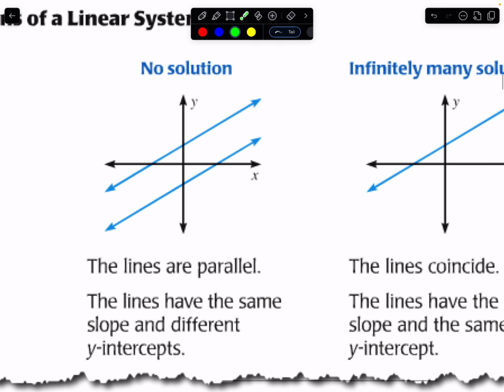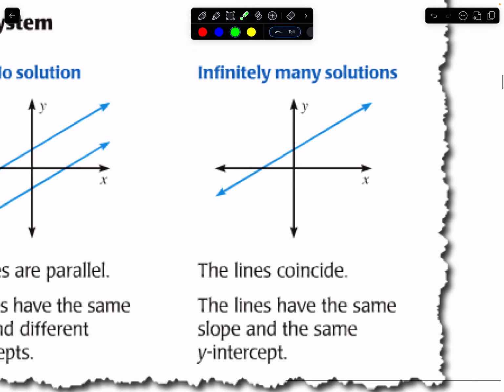But you just saw in the two examples above, some lines don't intersect at all. Since there's no point of intersection, there's no solution. And in this case, the lines are parallel, and that means they have the same slope. But I call them distinct parallel lines because they also have different y-intercepts. They're not the same line, okay?